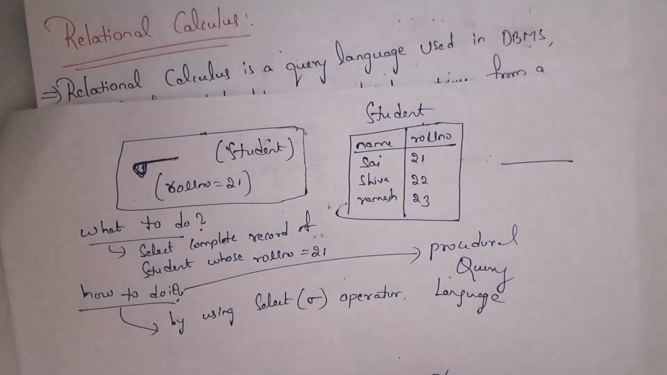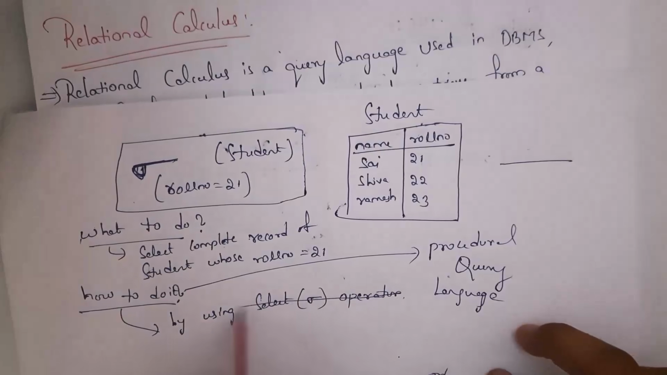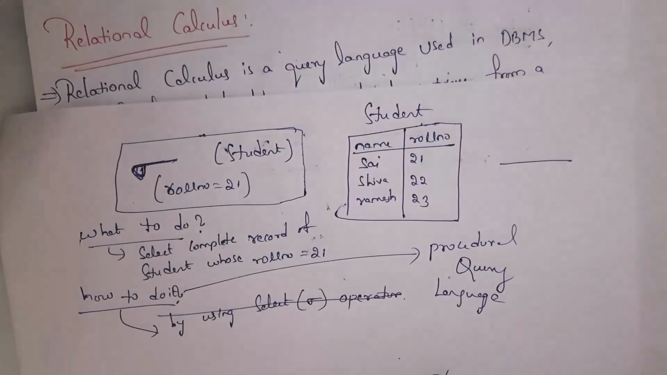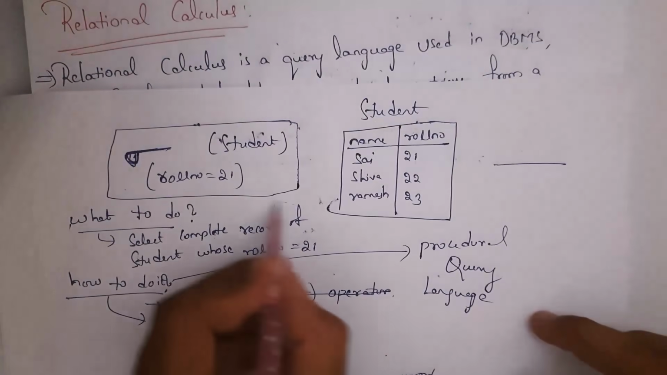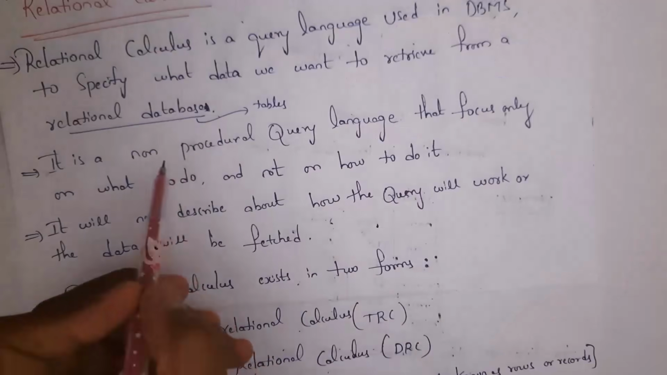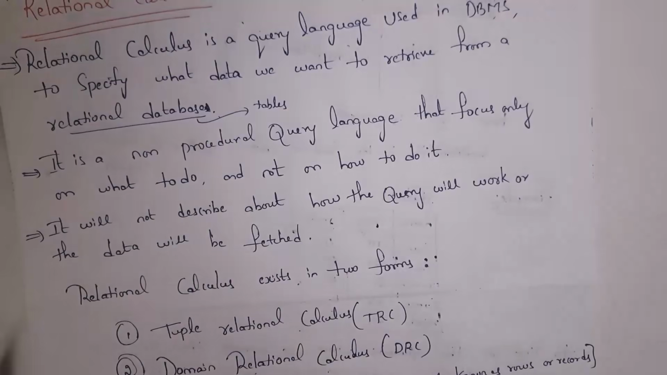So we call relational algebra a procedural query language. Whereas in relational calculus, we will focus only on what to do and we will not focus on how to do it. So we call relational calculus a non-procedural query language. That means we will not give any procedure to solve the above query. It focuses only on what to do and not how to do it. It will not describe how the query will work or how data will be fetched. It will just explain what to do, that's it.